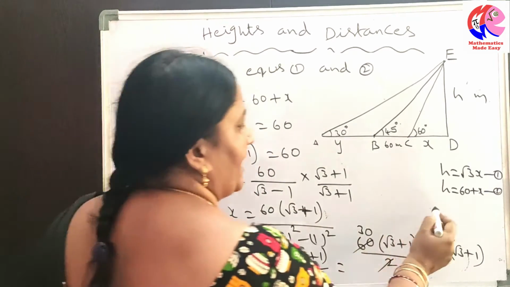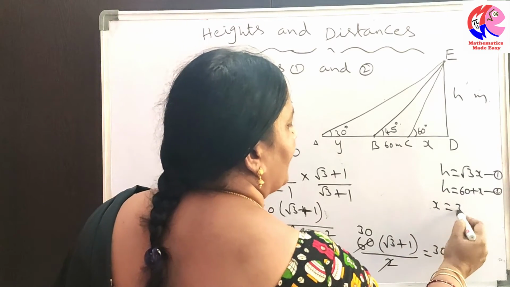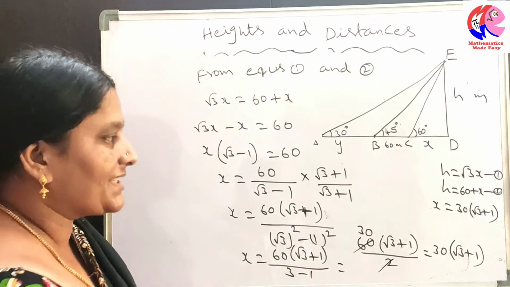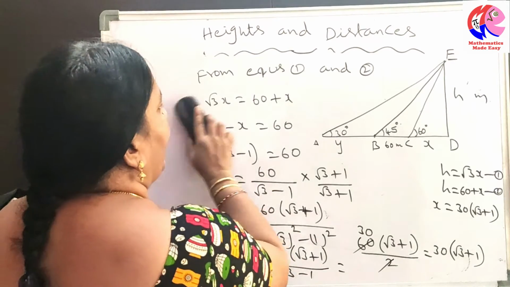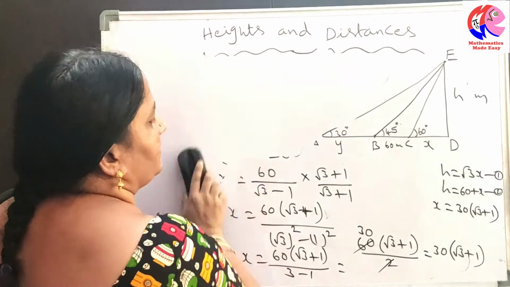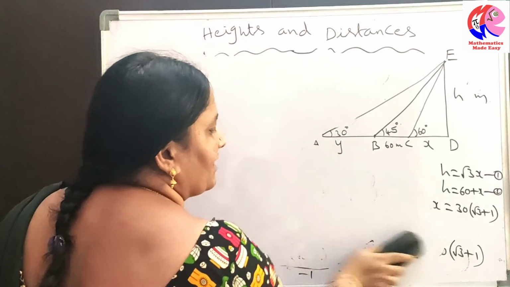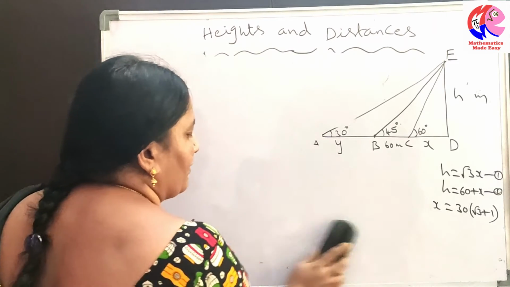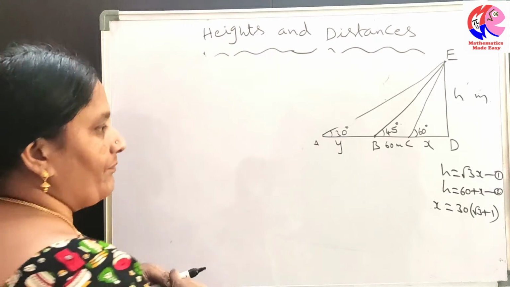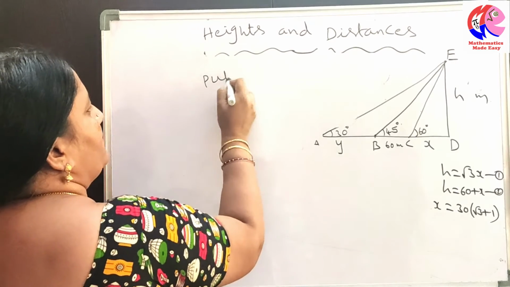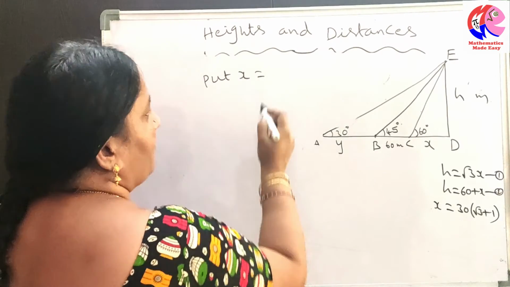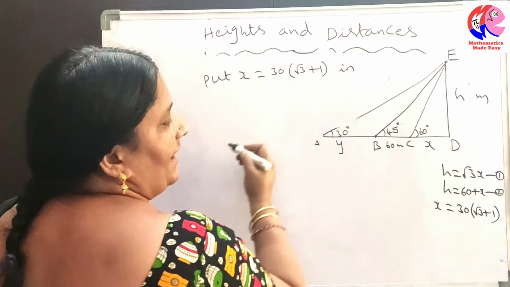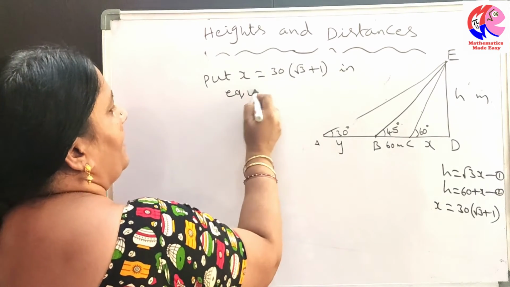So the value of x is equal to 30 into root 3 plus 1, and by using this x value we can find the value of h. Now put this x equal to 30 into root 3 plus 1 in equation 1.